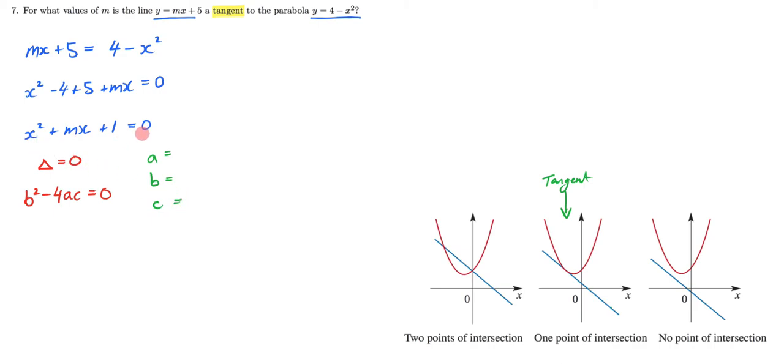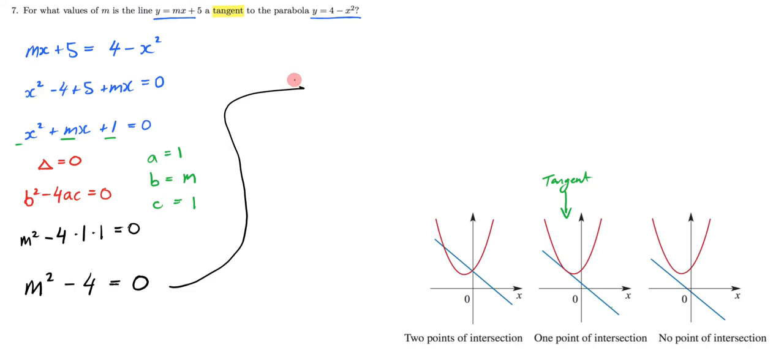From my newly formed equation, my a value will be 1, my b value will be m, and my c value will be 1. I then am going to sub these into my discriminant and get m squared minus 4 times 1 equals 0. So it's going to be m squared minus 4 equals 0. From here, it's pretty self-explanatory what we're going to do. Let me bring my working up here.